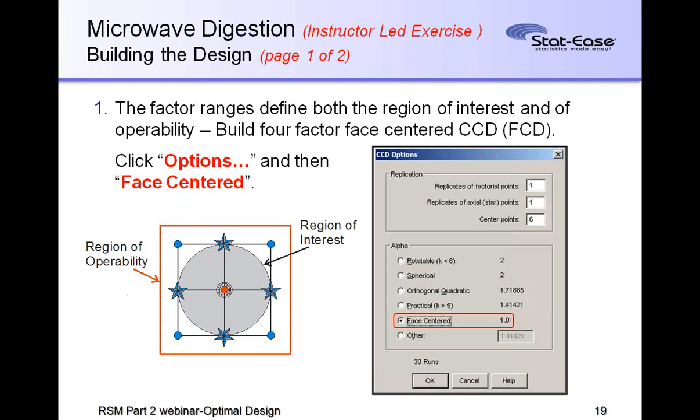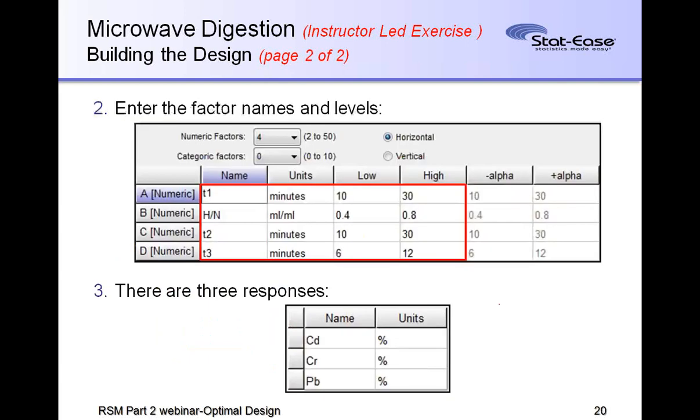So it's just like a CCD. We have the axial points, but we pull them in to the centers of the faces. And that's actually just under the CCD options. If you click options as you build that, you can click on face-centered, and it will pull those star points into the 1.0 region, or an alpha of 1 if you know what that is. That's just pulling it into the face of that cube. So that's what we did here.